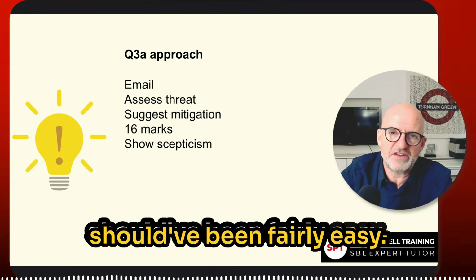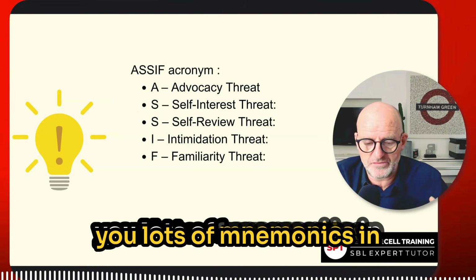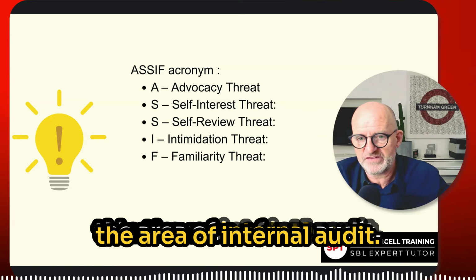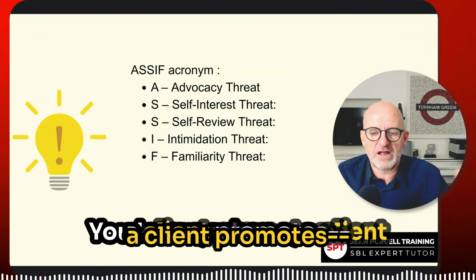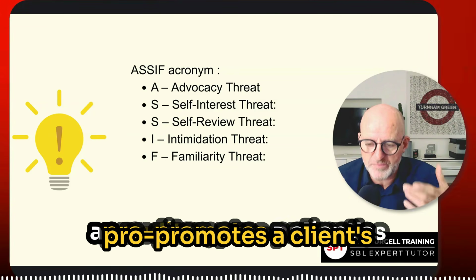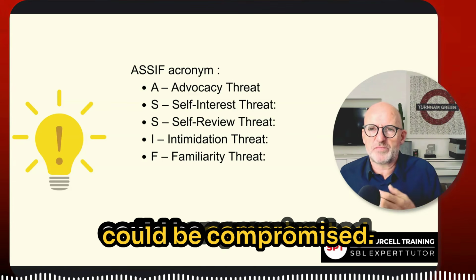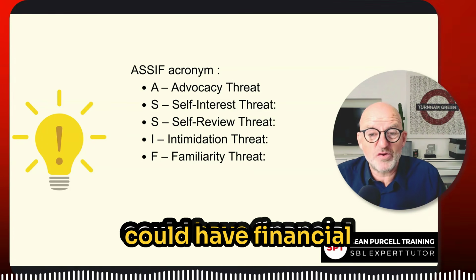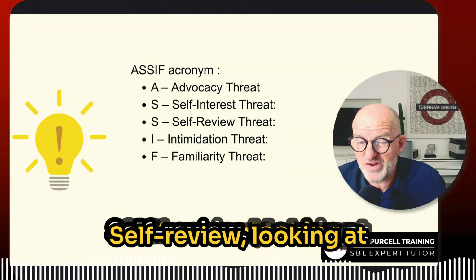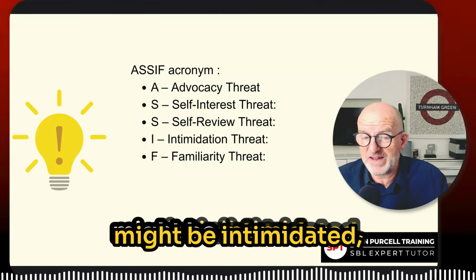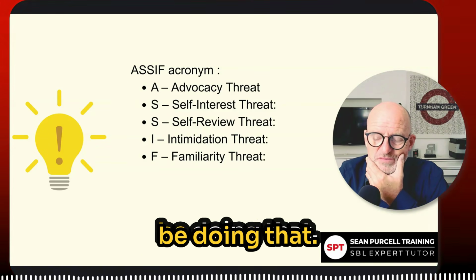but this should have been fairly easy. If you were one of my students, I would give you lots of mnemonics in the area of internal audit. We talk about advocacy. When an auditor promotes a client's position, their objectivity could be compromised. Self-interest: they could have financial interests in things. Self-review: looking at their own work. They might be intimidated, or too familiar, close with the family and all of that. We shouldn't be doing that.